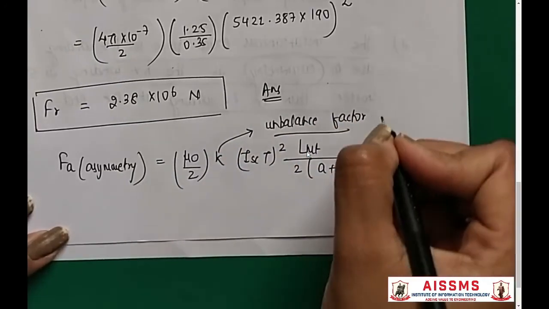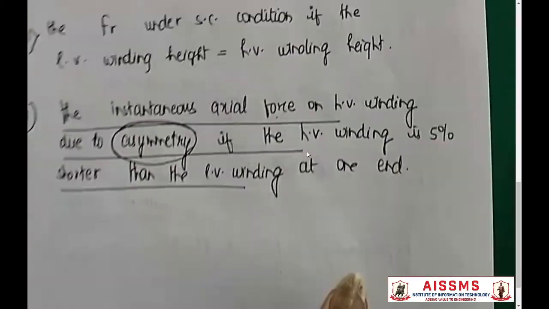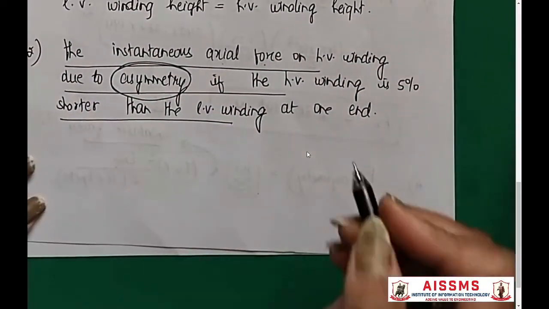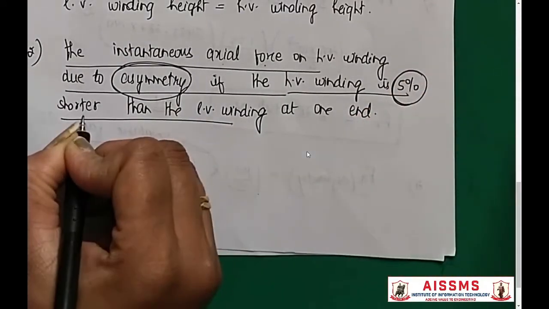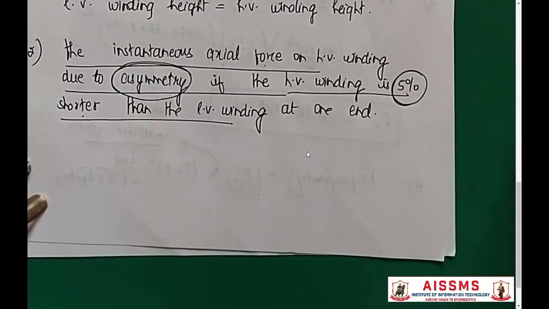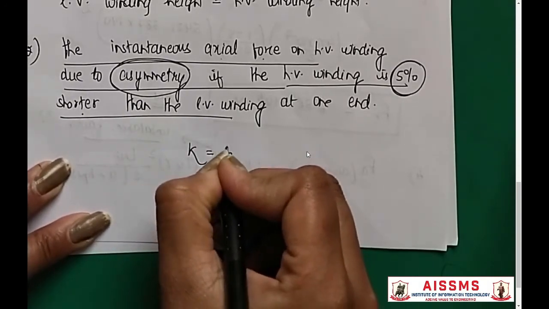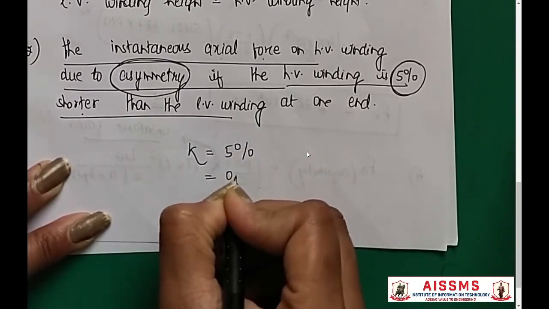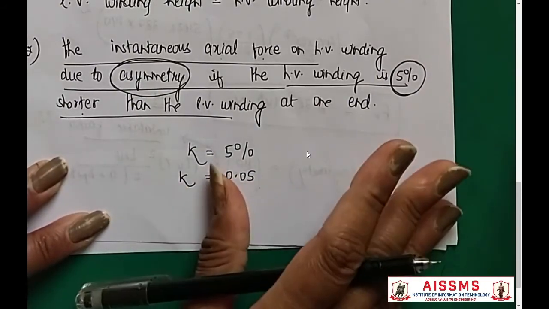Now, how are you going to get this value for the unbalance factor? Let's see the numerical once again. See what they have said. The HV winding is 5% shorter than the LV winding. So, the unbalance factor K is 5%, which is nothing but 0.05. Understood, students?